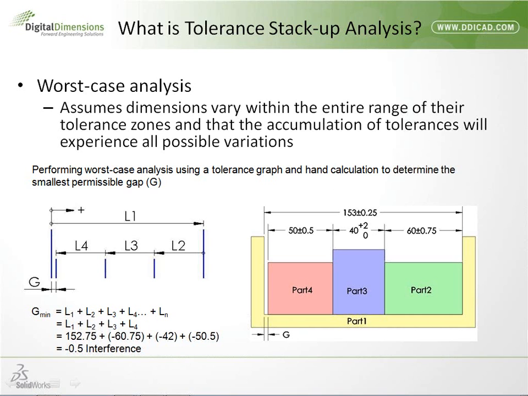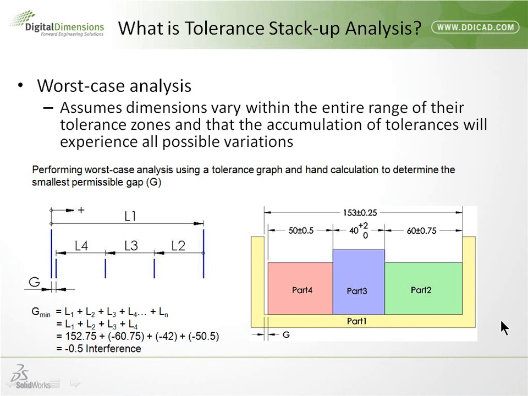You find out what the minimum area that you're concerned with, in this case the 153 plus or minus a quarter, and then you add all the other parts at their high side and see what happens to the gap. And it looks like, based on the tolerances set up here, that I could potentially have an interference. So this illustrates the need for tolerance stack-up analysis.